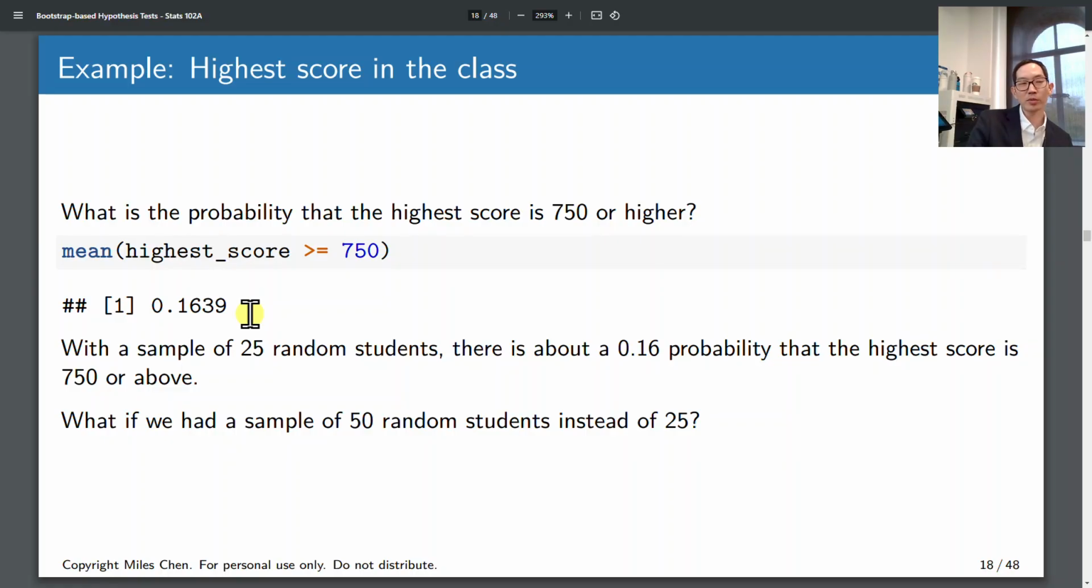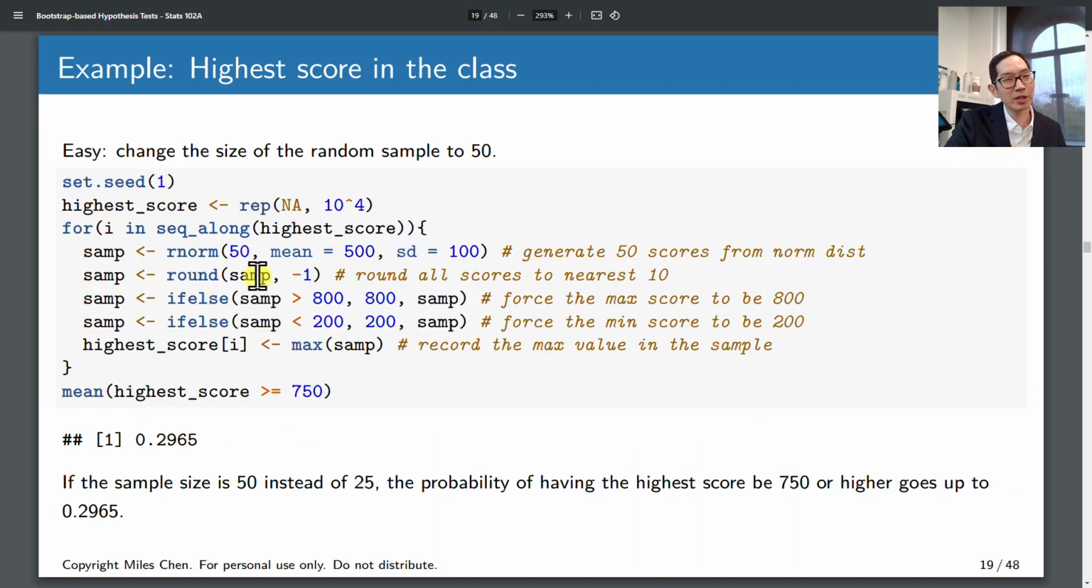All right. What if we had 50 students instead? What if we joined classrooms, and we had 50 students, and we asked who got the highest score among 50 students, and is that highest score 750 or higher? Intuitively, we would think the probability should go up, but how much? Well, we don't have to do any math. We just copy and paste the code that we had before, except instead of random samples of size 25, I'm taking random samples of size 50.